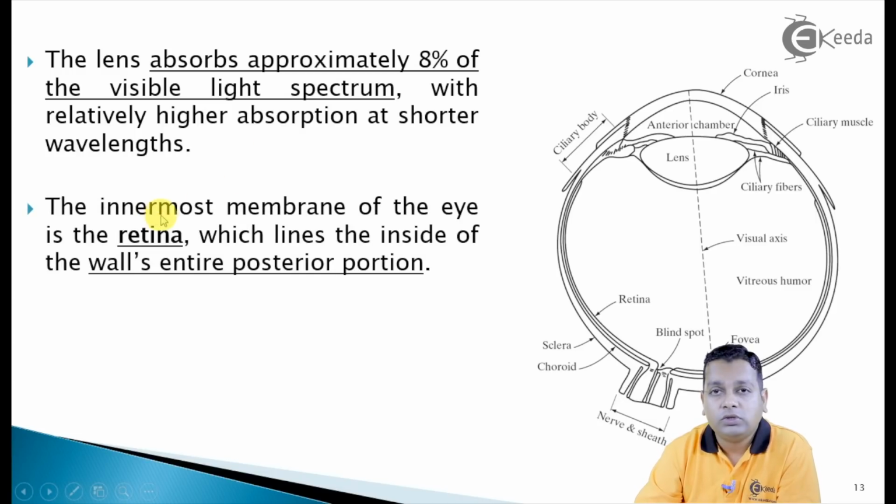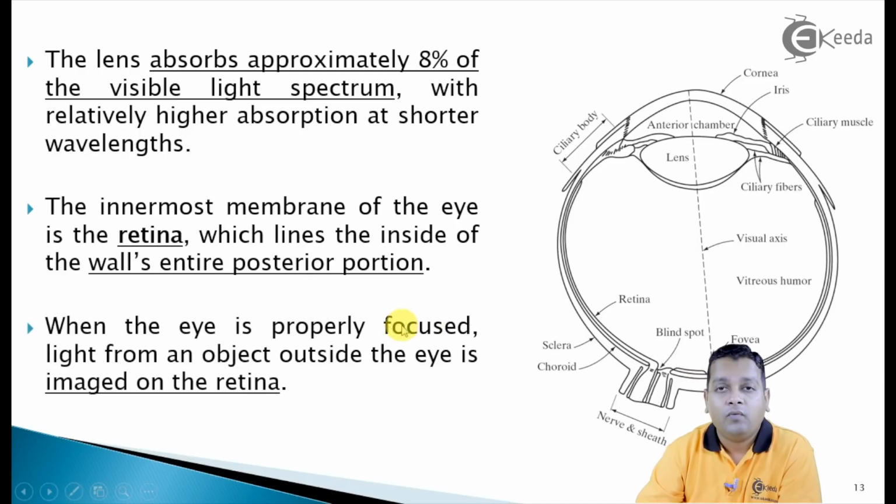Next, the innermost membrane of the eye is the retina that we have already discussed. This is the third membrane that we have talked about. It lies inside the wall's entire posterior portion. So on the back side, the retina is seen here, and here the fovea is there and the blind spot on the retina surface, we can say. When the eye is properly focused, the light from the object outside the eye is imaged onto the retina. So the retina has the image of the object that we see with our eye.